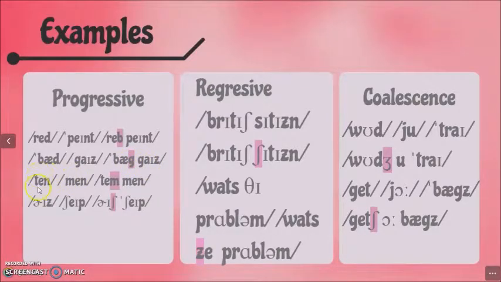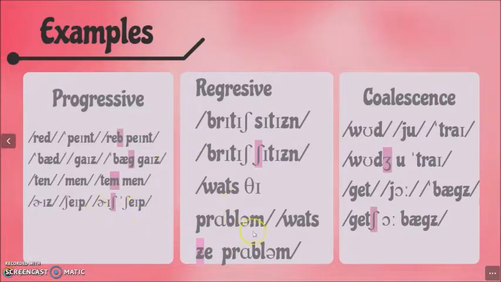Something similar happens in ten men. We have ten and men. When we mention them together, we change the final sound of the word ten for an M. It is ten men. Finally, for progressive assimilation, we have this shape. On the one hand, we have this with this sound, but when we mention these two words together, we are going to change the final sound of the word this for the sound sh. In this case, it is this shape.